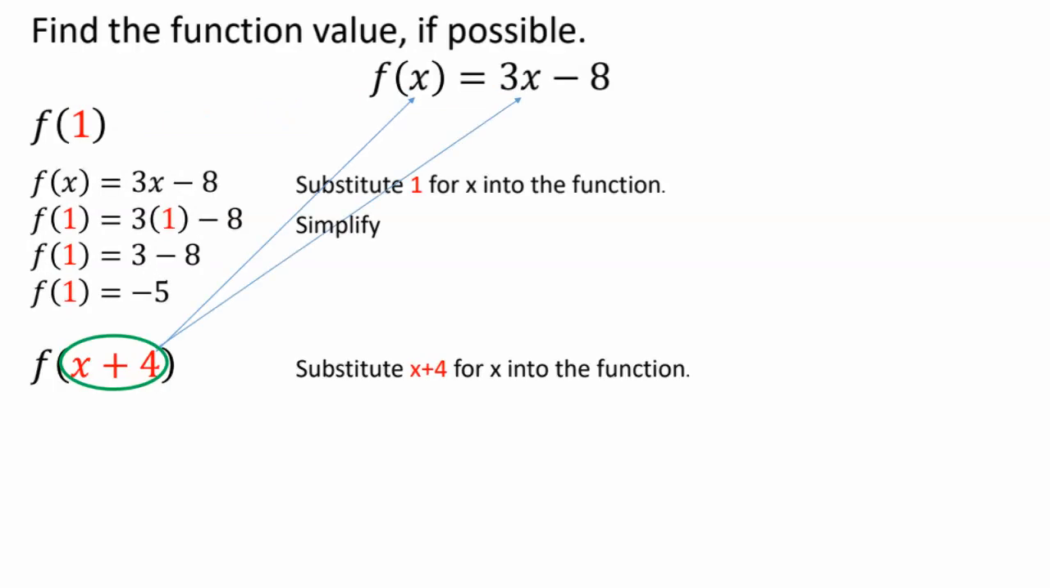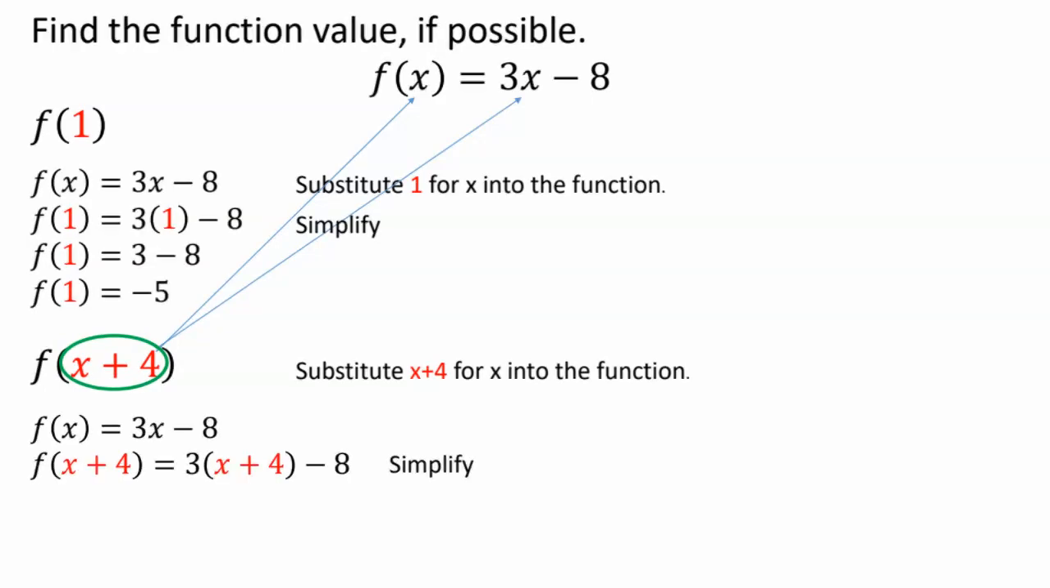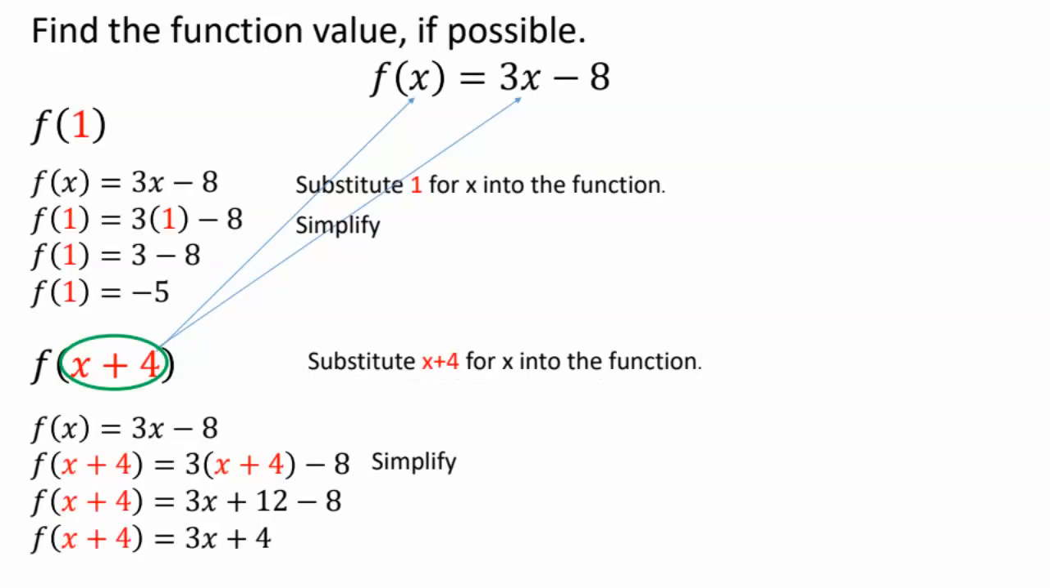Now, in the similar fashion, let's evaluate the function at x plus 4. We're going to do the very same thing as what we did earlier with the f of 1. So we're going to plug in x plus 4 for every x. Okay, so we're going to plug it in here. So it's going to be 3 times x plus 4 minus 8. Then we're going to distribute. Right, so it's going to give us 3x plus 12 because 3 times x is 3x and 3 times 4 is 12. And then we just bring down the minus 8.